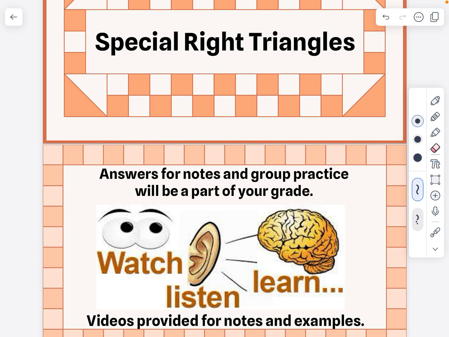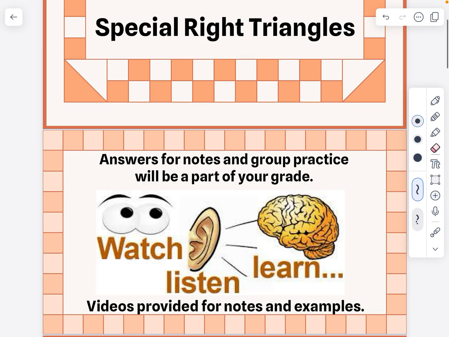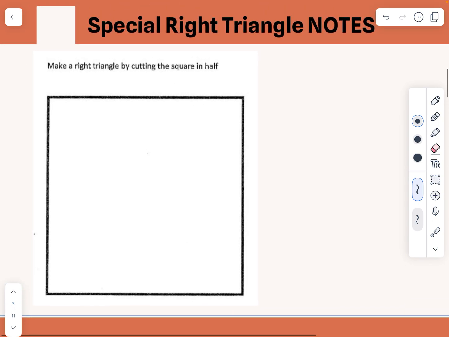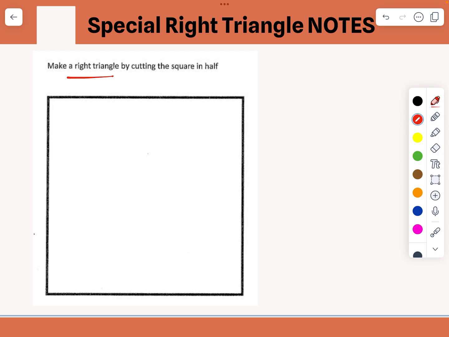Special right triangles. Watch, listen, and write down the notes as we go over them in the video. Make a right triangle by cutting the square in half. What do we know about a square?